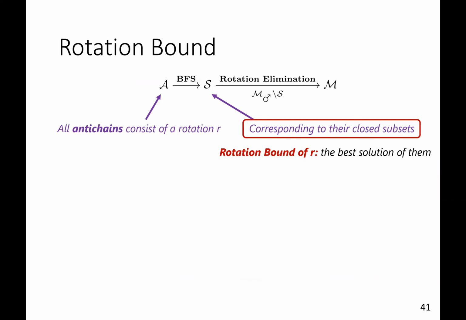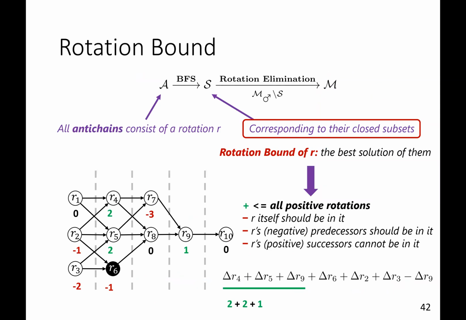The second bound is the rotation bound. The rotation bound tries to find the possible best result of the closed subsets corresponding to all antichains that contain a rotation R. Here we use rotation 6 as the example. Any closed subset cannot be larger than the sum of all positive rotations. After that, rotation 6 itself should be in it. By the definition of the closed subset, the predecessors of rotation 6 should be in it.